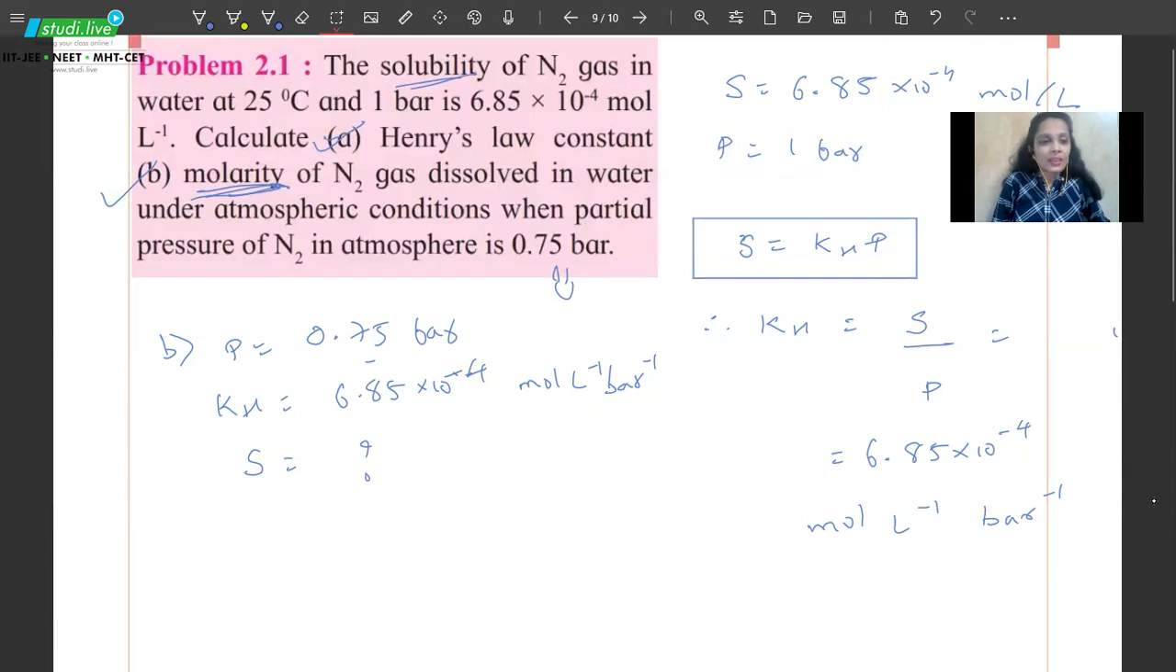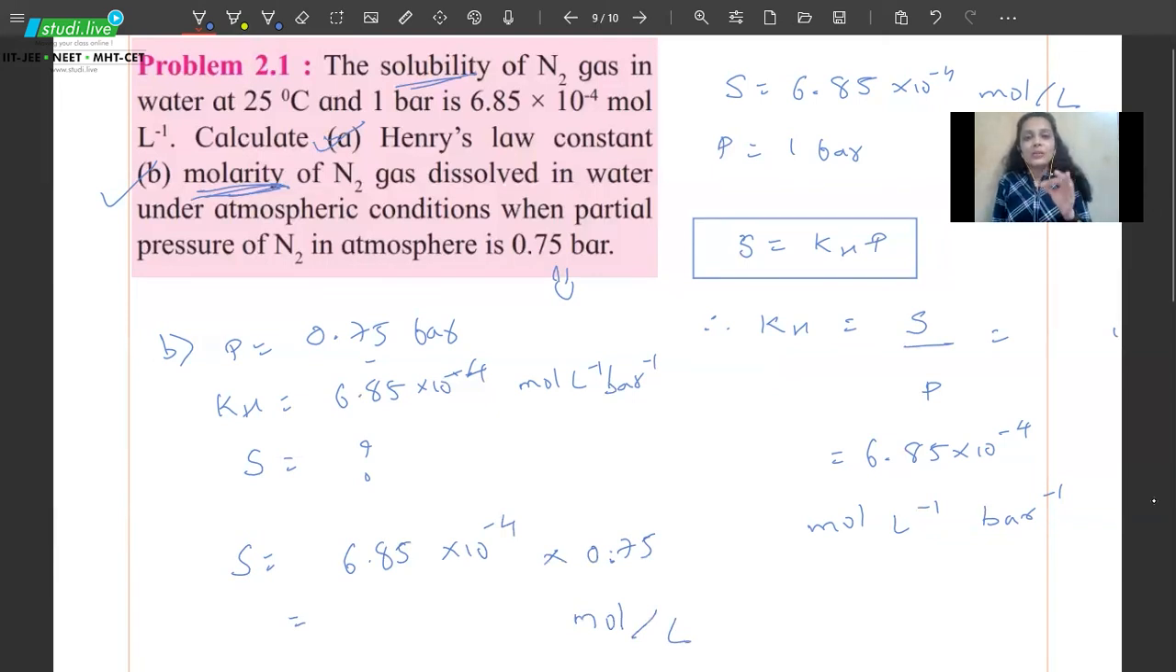So the solubility S is going to be 6.85 into 10 raised to minus 4 times 0.75. The important part is its unit. The unit would be moles per liter; bar is going to get cancelled. Yes or no, students? So this is the homework part. I'm hoping you are going to solve this part and tell me the answer.